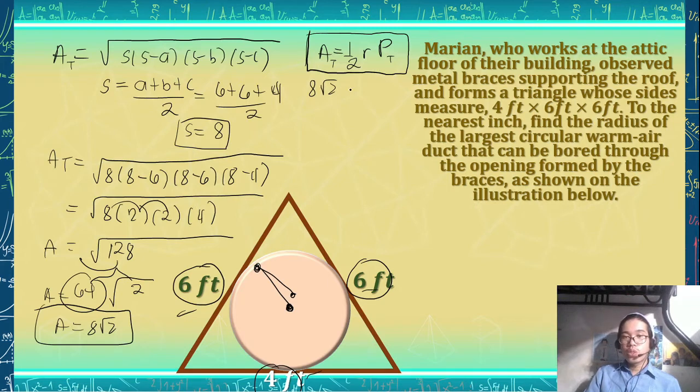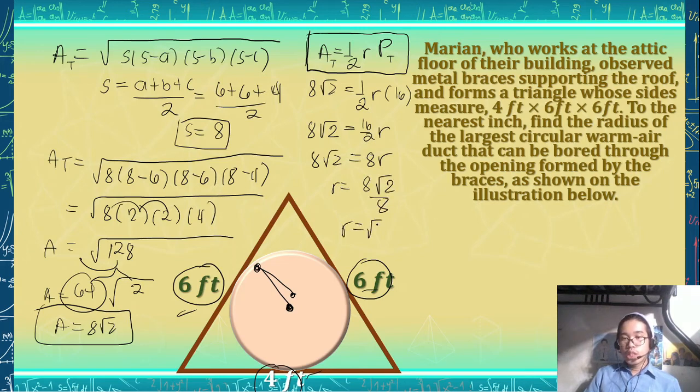So 8 square root of 2 is equal to 1/2 r, the radius, times the perimeter of the triangle, which is 6 plus 6 plus 4, which is 12 plus 4, equal to 16. This gives us 8 square root of 2 is equal to 16 over 2 times r, which is 8 square root of 2 equals 8r. Therefore, the radius is 8 square root of 2 all over 8, which is equal to the square root of 2.